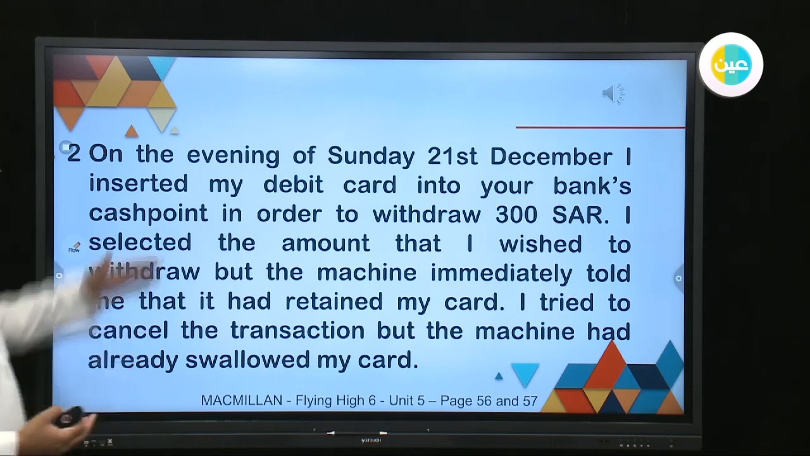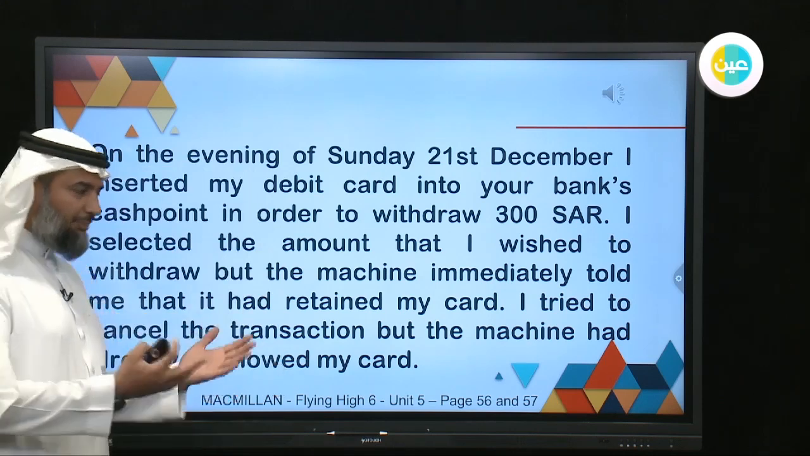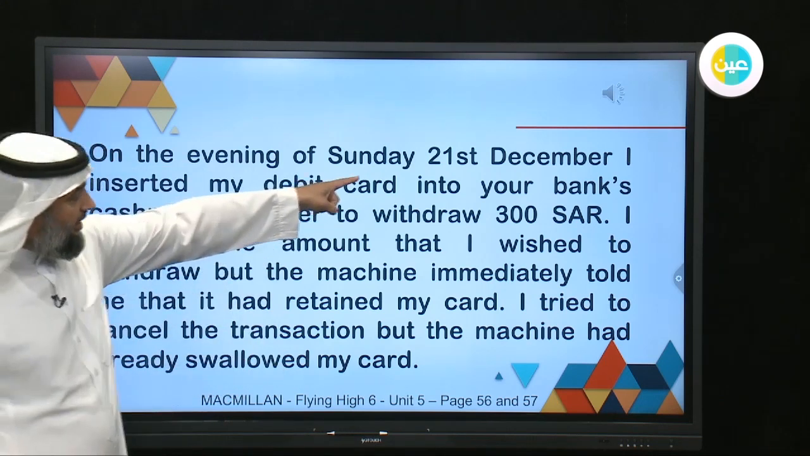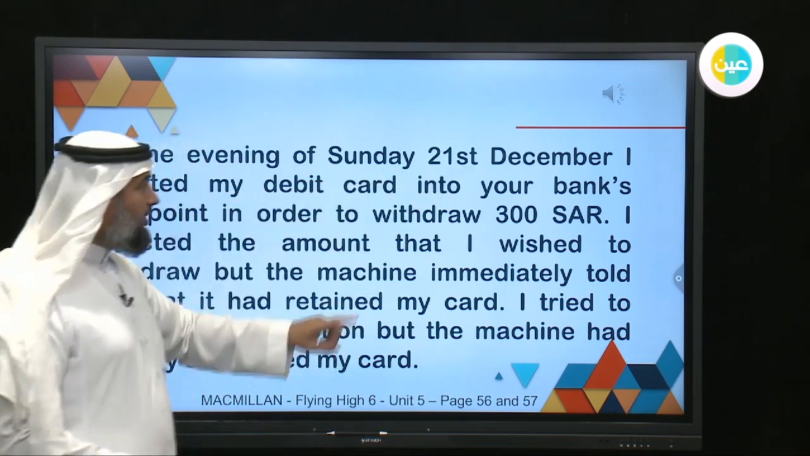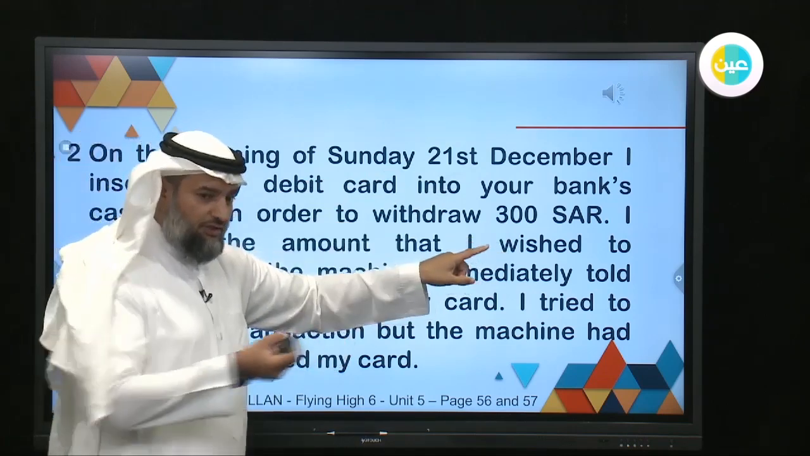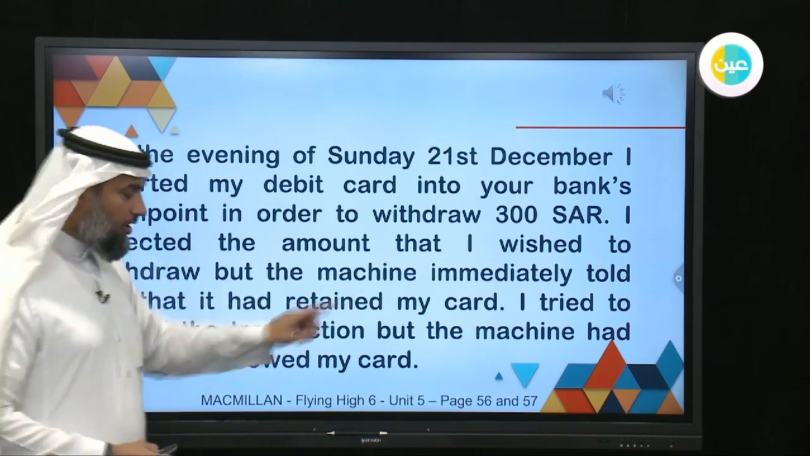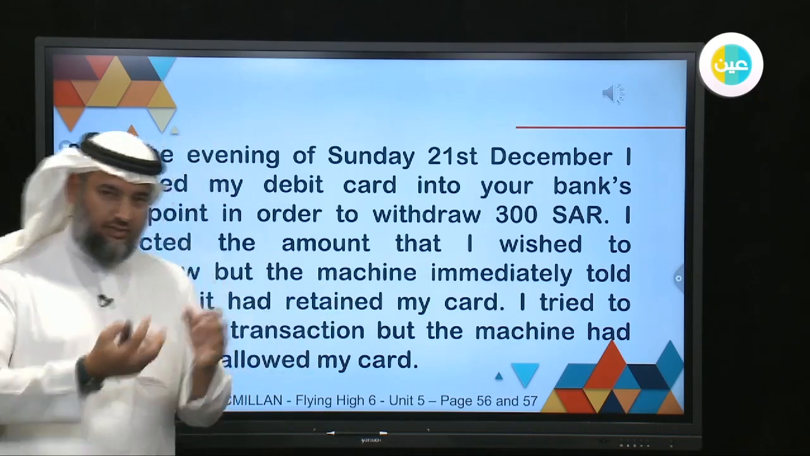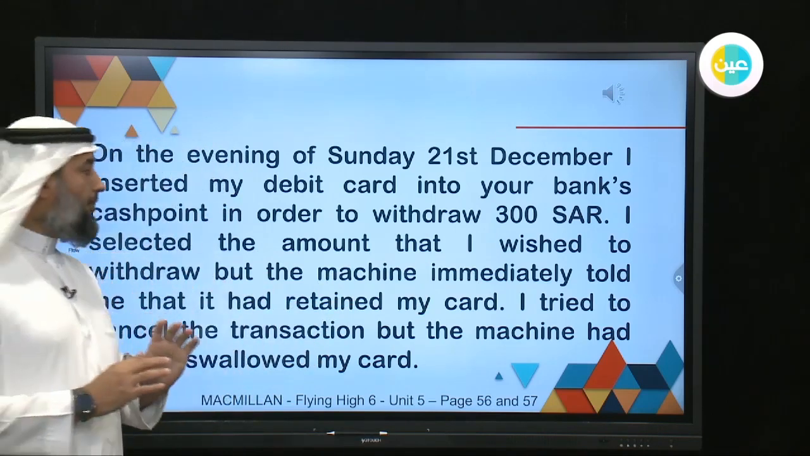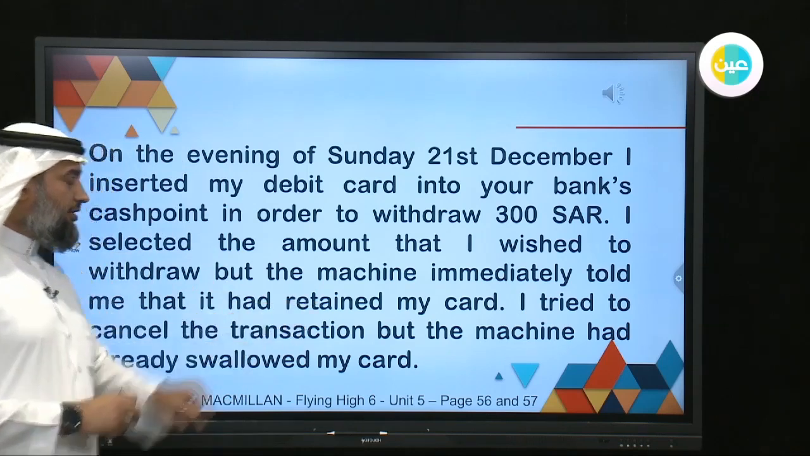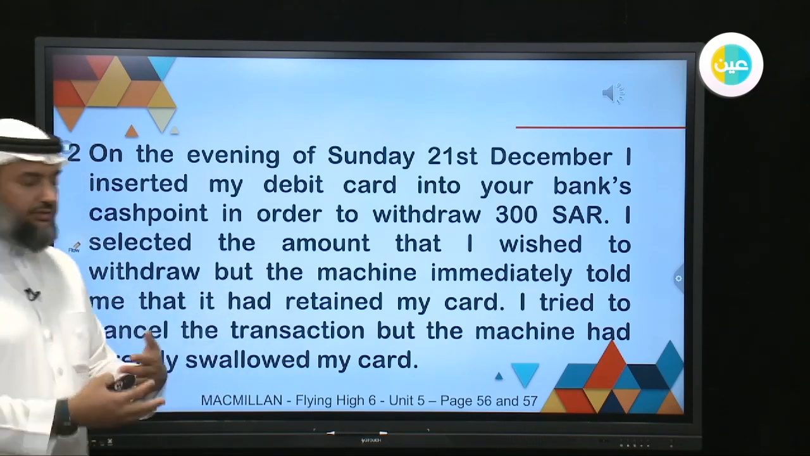So he started talking about the incident. What happened? Now he started talking about the date, and what did he do? He wanted to take 300 riyals, but the machine took it. Retained means it took my money, my credit card. That's why I need something.